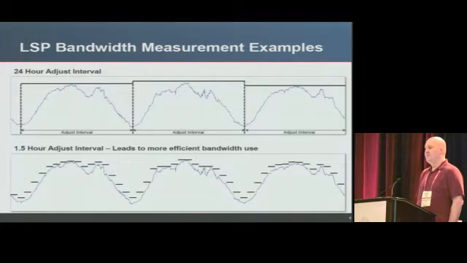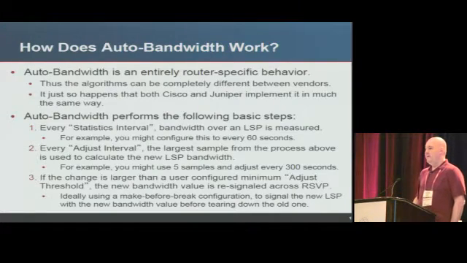So here's kind of an example showing the bandwidth adjustment interval. If you look at a 24-hour adjustment window, you're not being very efficient. If you look at a much shorter one, this example is like a 1.5-hour adjustment interval, you can see that you're being much more efficient. You're realizing the bandwidth is coming down at an off-peak hour, and you're now able to use that circuit for something else. So it's much better to do it that way.